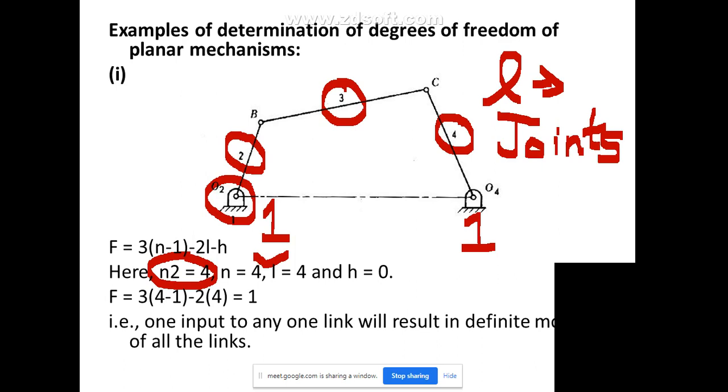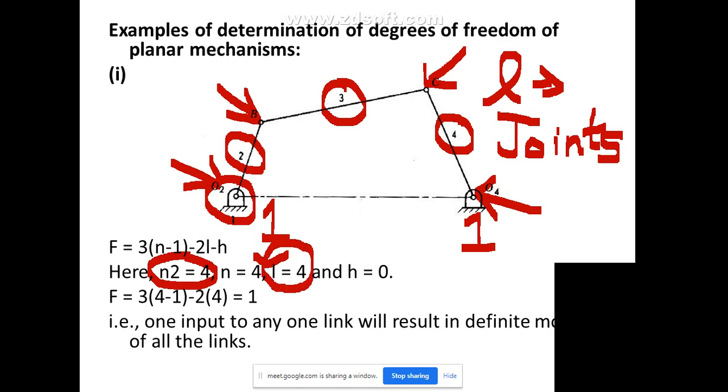Okay, count the number of joints. So in this figure, how many joints are there? This is the first joint, this is the second joint, this is the third joint, and this is the fourth joint. Okay. So how many joints? 1, 2, 3, 4. So again we get the number of lower pairs as 4. So we got L also as 4.